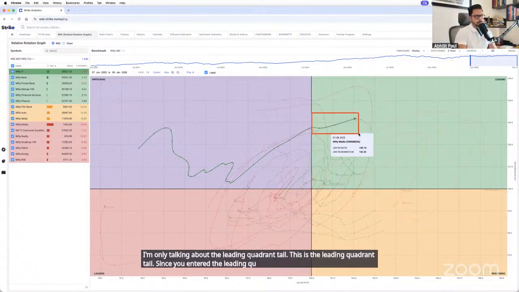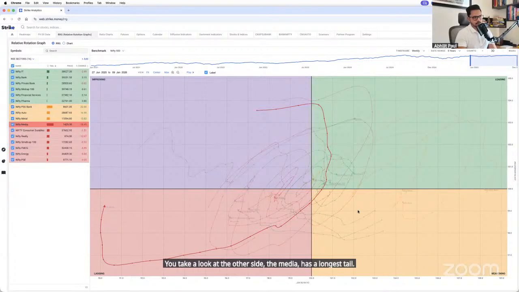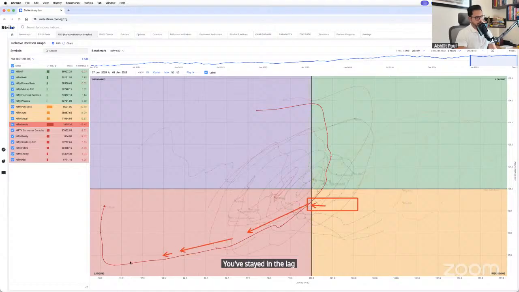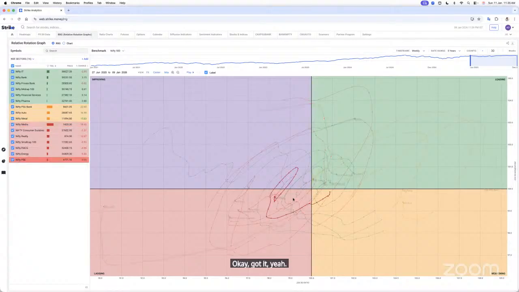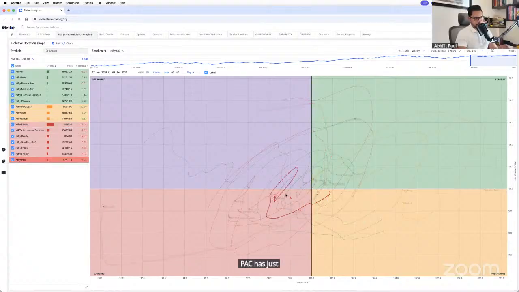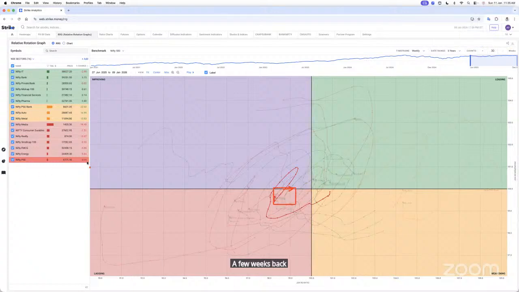Since you entered the leading quadrant, you take a look at the other side, the media has the longest tail. So since you entered the weakening quadrant, lagging quadrant, you've stayed in the lagging for such a long period. On the other hand, you look at PAC. PAC has just entered the lagging quadrant just a few days back, a few weeks back. This is what it means.